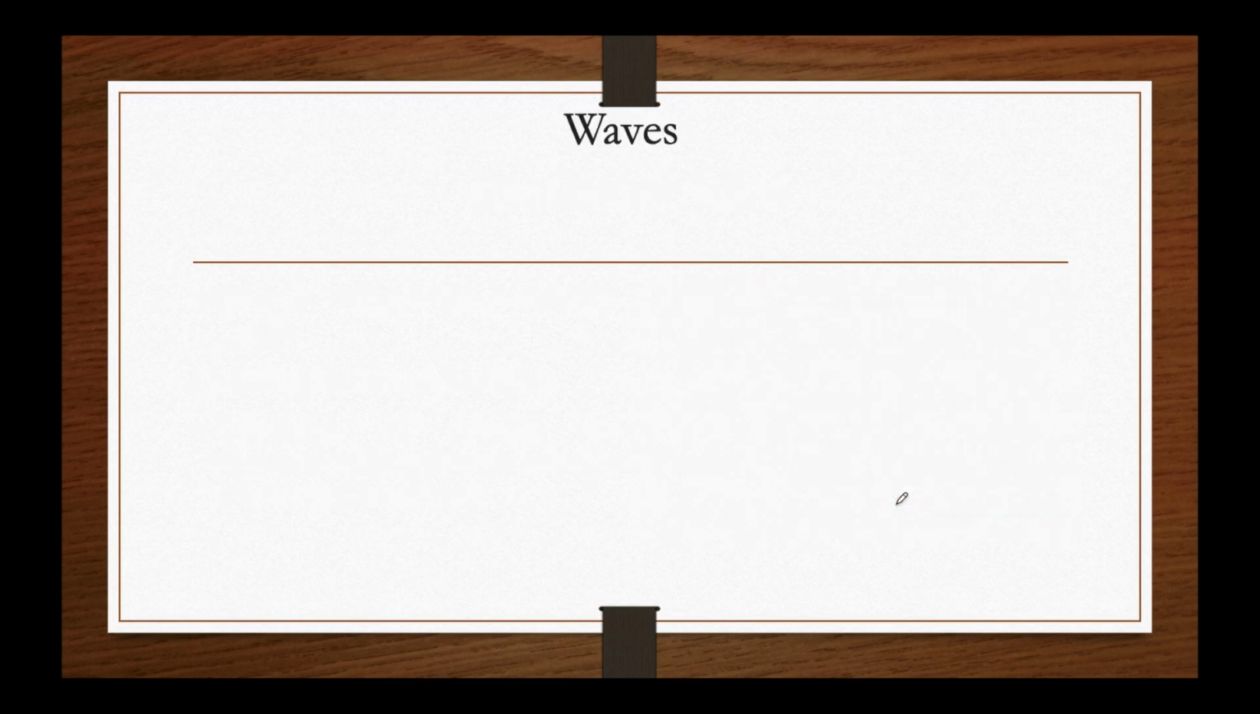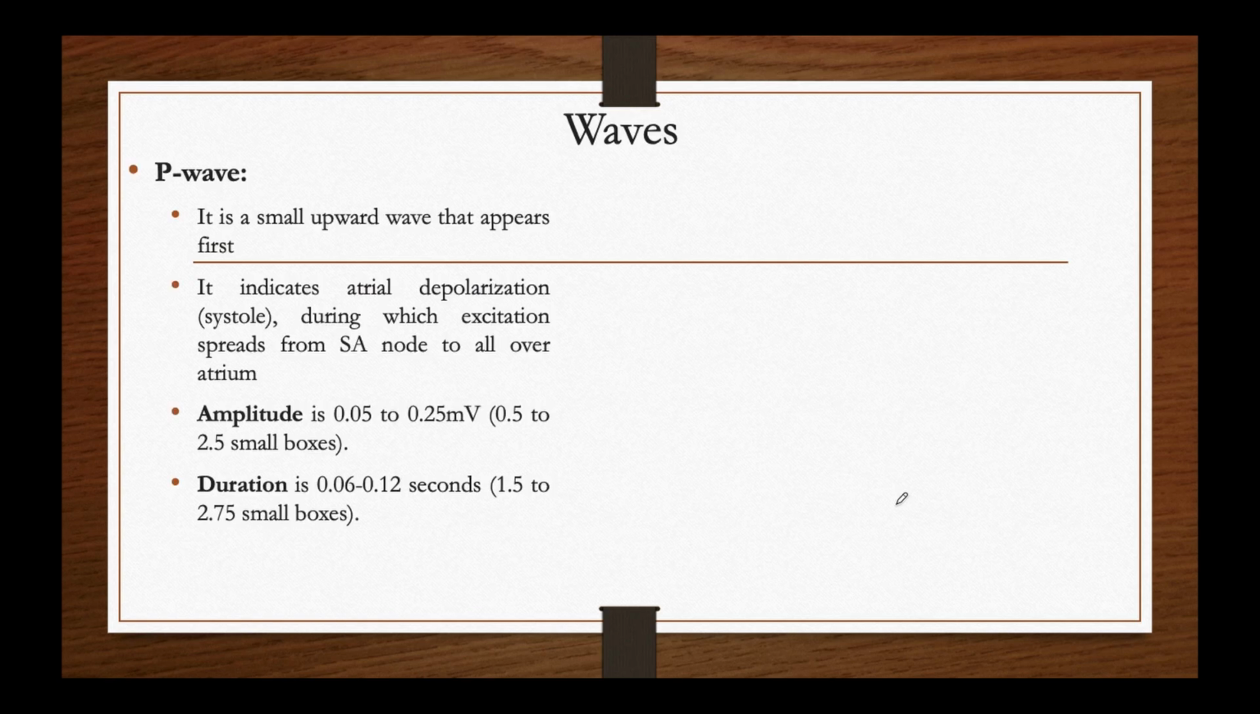Now, after this, what must we look for? The first deflection of the ECG is the P wave. The P wave is a small upward wave that appears first. It indicates atrial depolarization, or the contraction of the atrium. And during this time, there is spread of excitation or impulses from the SA node to the entire atrium. Now, about 0.1 second after the P wave has begun, the atrium contracts, and this is why we say the P wave represents atrial systole.